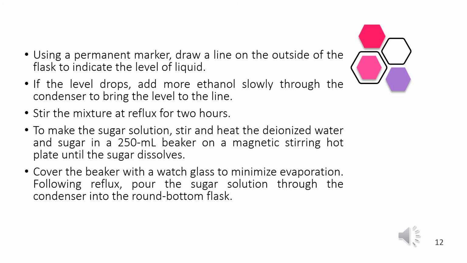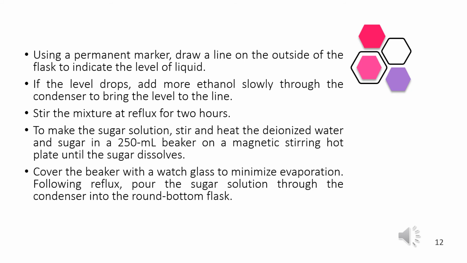Using a permanent marker, draw a line on the outside of the flask to indicate the level of liquid. So, for the indication of the level of liquid, we will draw a line on the outside of the flask by using a permanent marker.